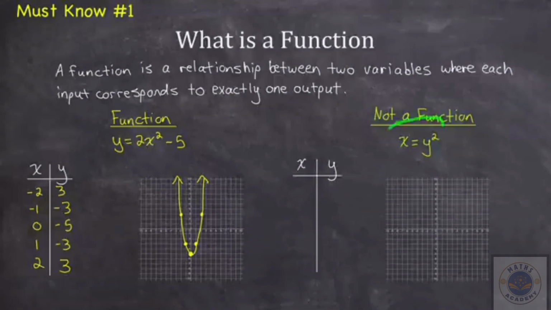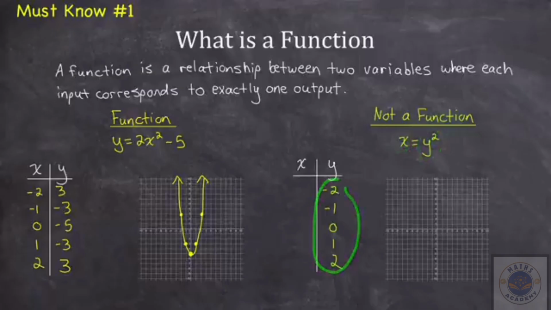And now for the relationship x equals y squared, let me make a table of values. And then because x is isolated, it would actually be easier to choose values for y and then calculate x. So I'll choose y values between -2 and 2, and then the equation tells me the x values are equal to the y values squared. So I'll just square all of these y values to get the x values.